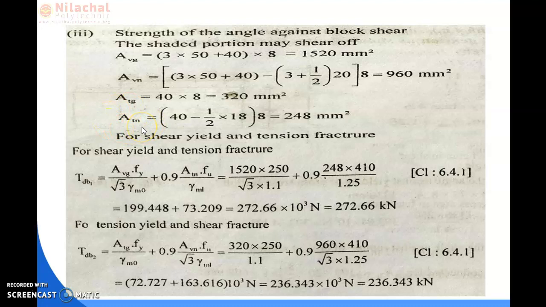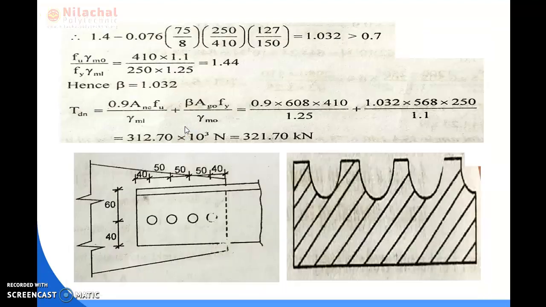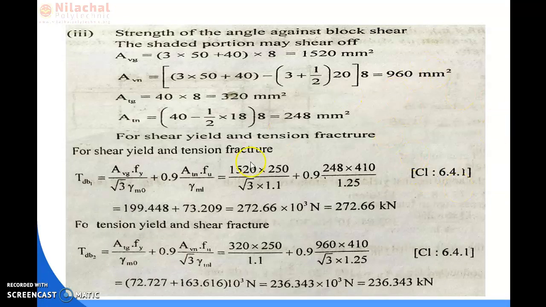And last one is your ATN, that's similar to ABN. So here we need to deduct the bolt hole area portion from the T line. So you can see along the T line, only this portion we have to deduct. So this portion, that means the number of bolt holes here is 1 by 2. So 1 by 2 multiplied by the hole diameter, which is 20. So we can deduct this portion from the total width of the block shear portion along the T line. Hence, we got the value as 248 mm².